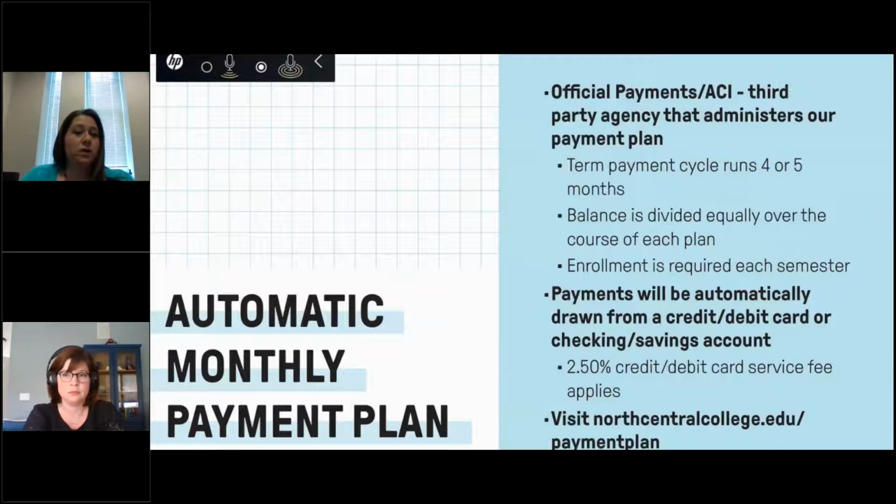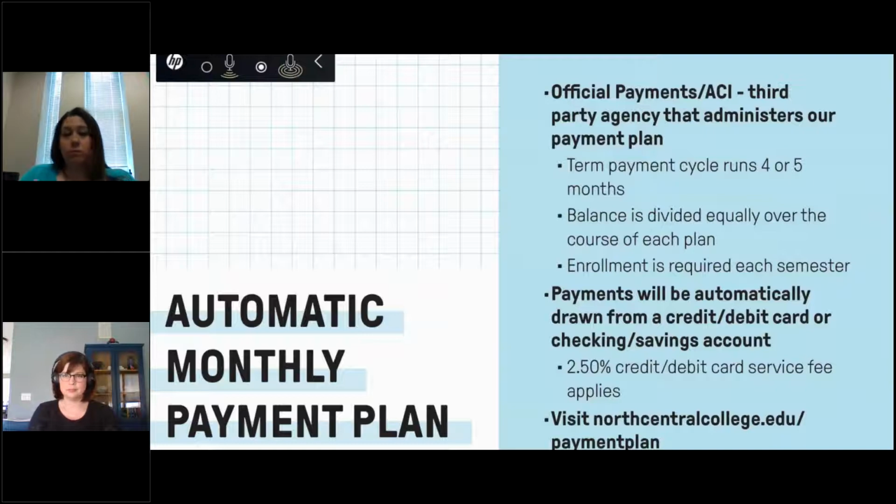So for instance, for fall semester, the fall cycle will begin in July. That's when the first payment would be due, July 15th. And then the 5-month would start August 15th for the first payment. The balance is just divided equally over either the 4-month or 5-month cycle. Enrollment is required for each semester. So if you choose to use this option for fall semester, you will not automatically be enrolled for spring semester. It is required each semester.